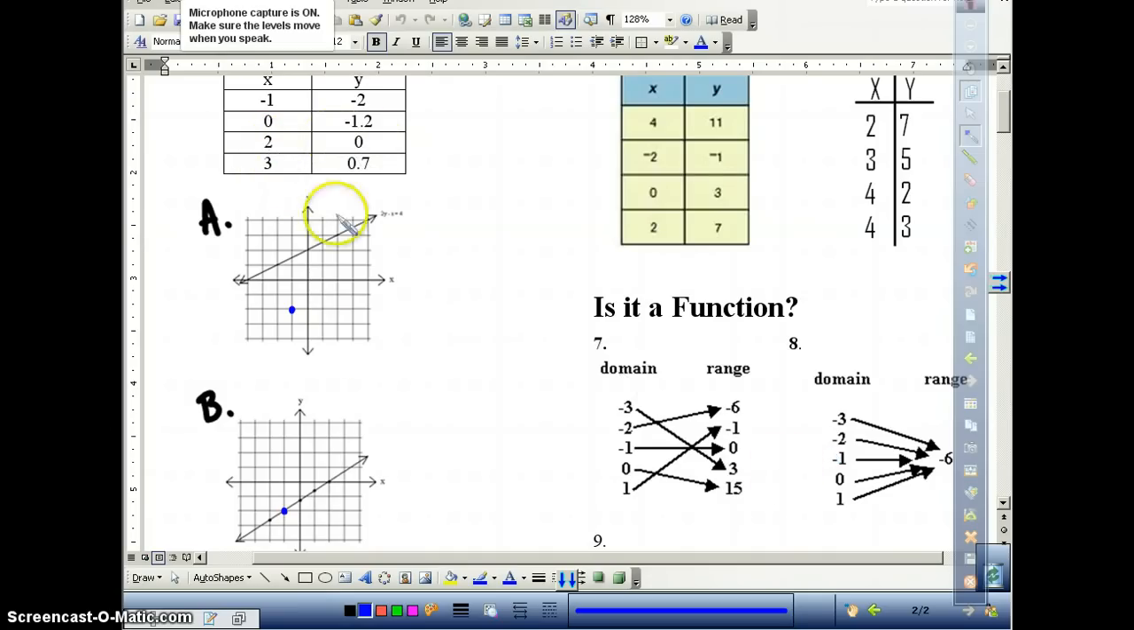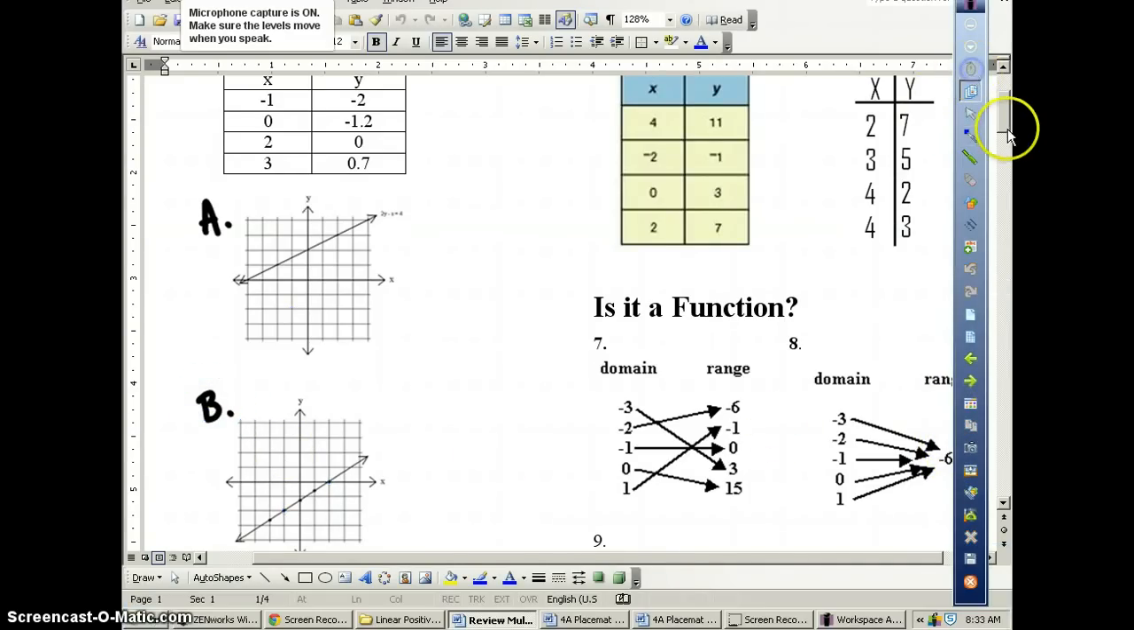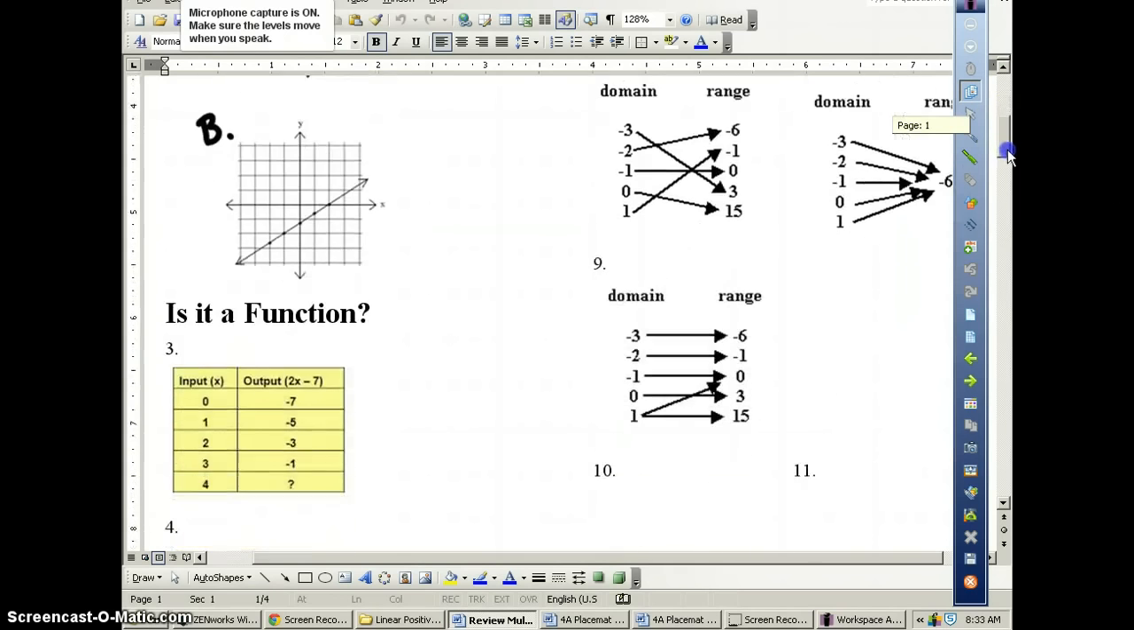Let's try one more. What about (2, 0)? (2, 0) is right there. Which graph are you going to choose? B. Yep, graph B. That's pretty easy. You guys have done that before.